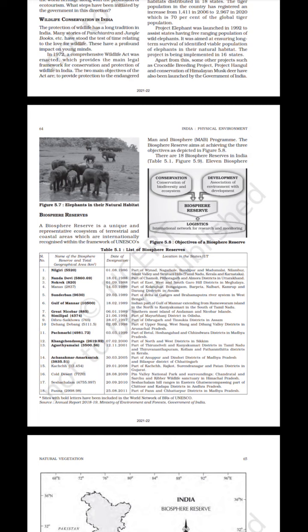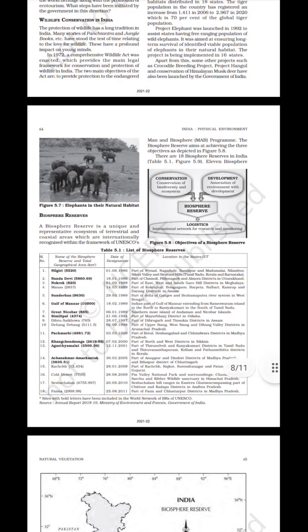Dehang Dibang, 5111.5, 2/9/1998, part of Upper Siang, West Siang and Dibang Valley districts in Arunachal Pradesh. Pachmarhi, 4981.72, 3/3/1999, part of Betul, Hoshangabad and Chhindwara districts in Madhya Pradesh. Kanchenjunga, 2619.92, 7/2/2000, part of North and West districts in Sikkim.